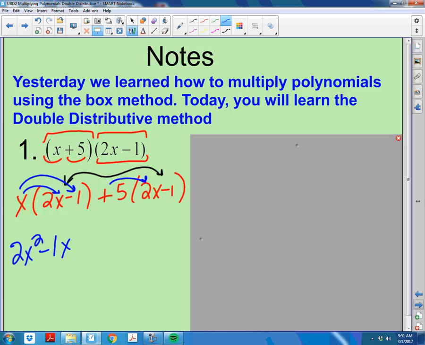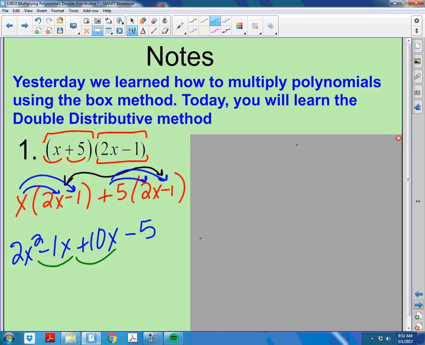What's positive 5 times 2x? Okay, positive 10x. I just said negative, freaked me out. And what is 5 times negative 1? Negative 5. Now, do y'all remember in the box method, when you have the diagonals and they ended up being like terms, so when you added them, they just got together? If you did this properly, you end up with like terms in the middle.